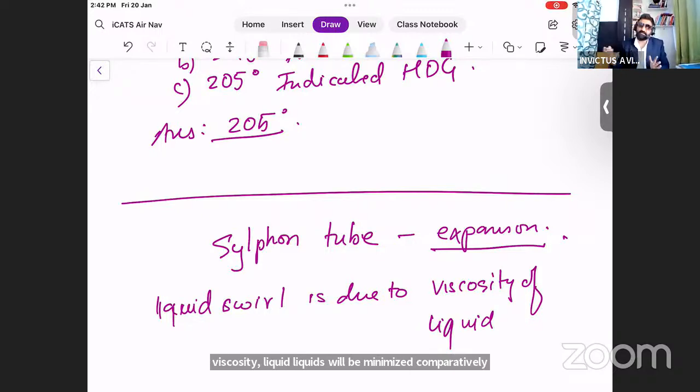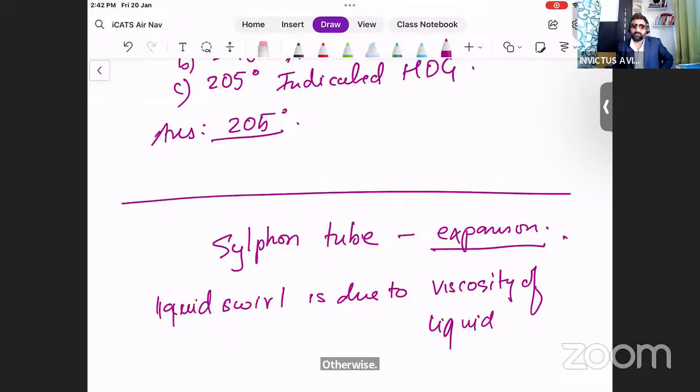Okay, that's it. Don't make a big deal about liquid swirl otherwise. Any questions? Anything you'd like to add, discuss, request before we wrap up?